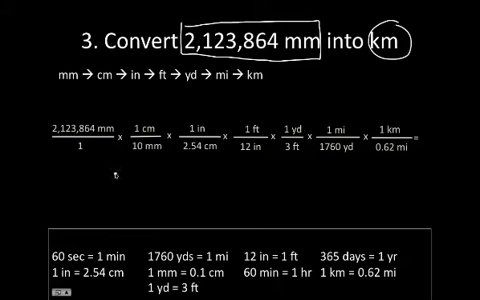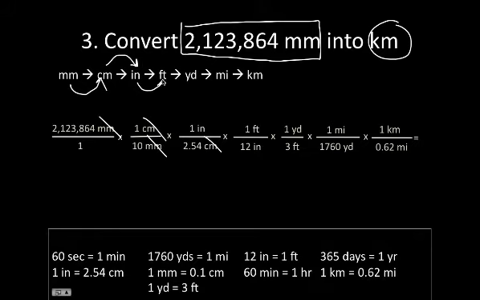All right, I began to set it up. I have 2,123,864 millimeters. I put it over 1. I want to get rid of those millimeters and bring those into centimeters, so I put the millimeters on the bottom. They cancel out. I'm with centimeters now. I want to bring those centimeters into inches, so I put the centimeters on the bottom, 2.54 centimeters. They cancel out. Inches are left.